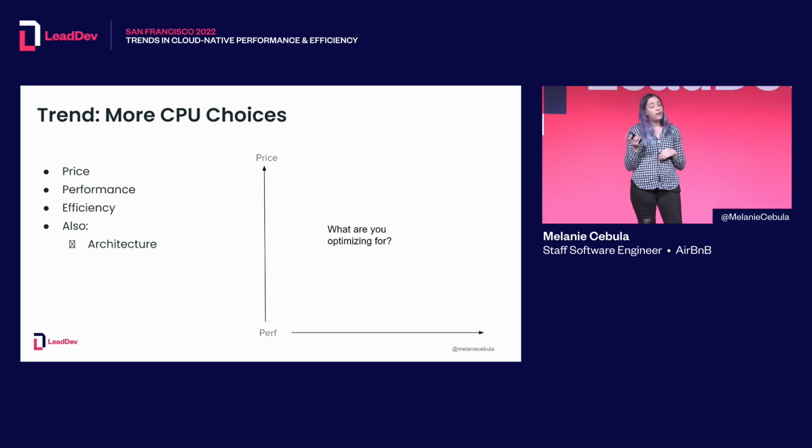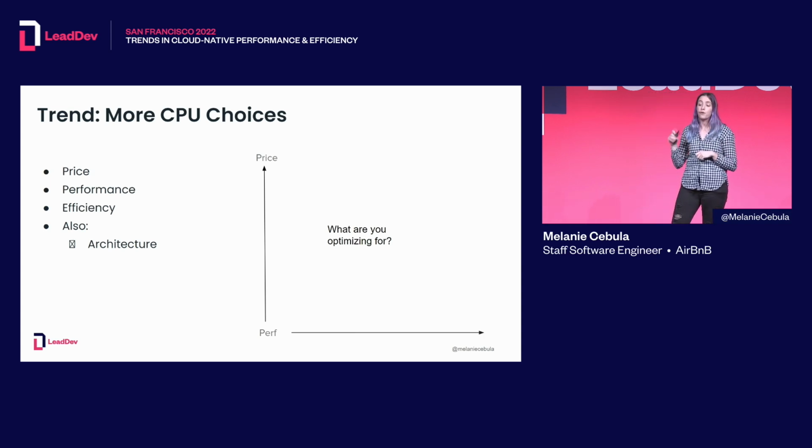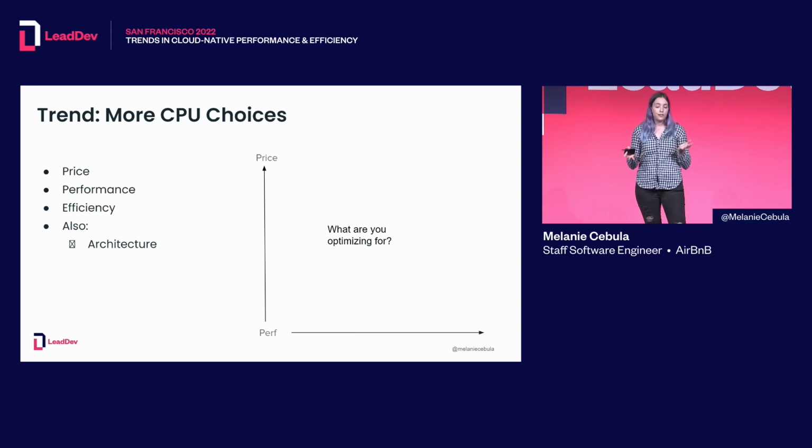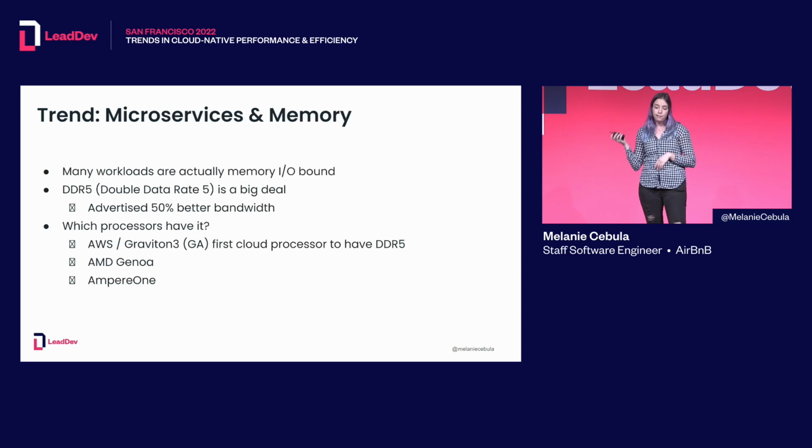Okay, so if you're using the cloud, that means we're in the era of more CPU choices, and you can actually select your hardware for your workloads based on price, performance, efficiency, and also now architecture. Okay, that's enough about processors.